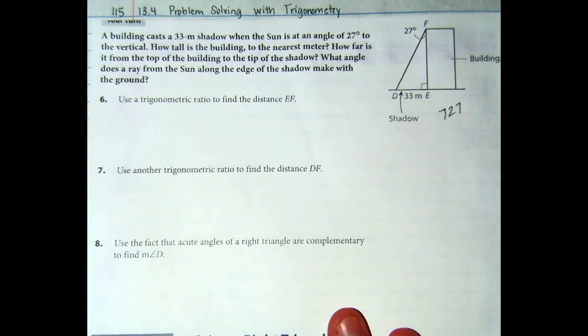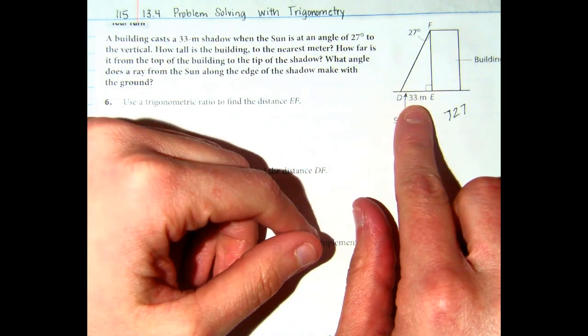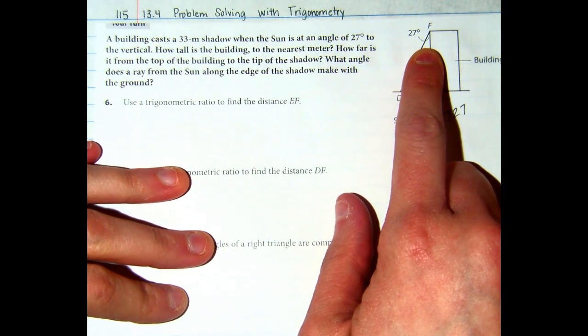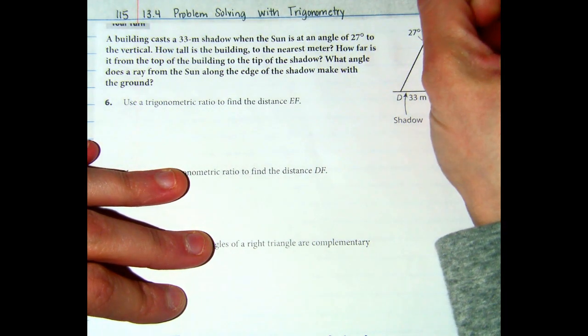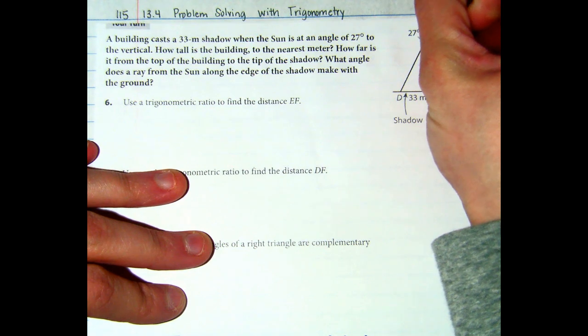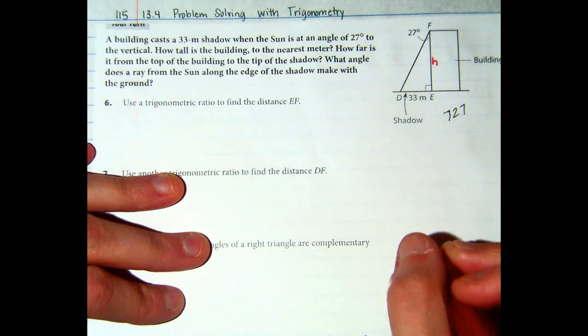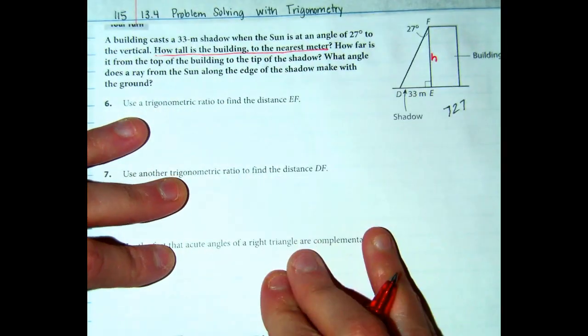Alright, so this is a review. We have a building that casts a 33-meter shadow when the sun is at an angle of 27 degrees. How tall is the building? So we want to know the height of this building right here. I'm going to call it H. They call it EF. We can call it whatever we need to. We need to find the height to the nearest meter. We're going to answer this first question before we continue to read. How tall is the building to the nearest meter?